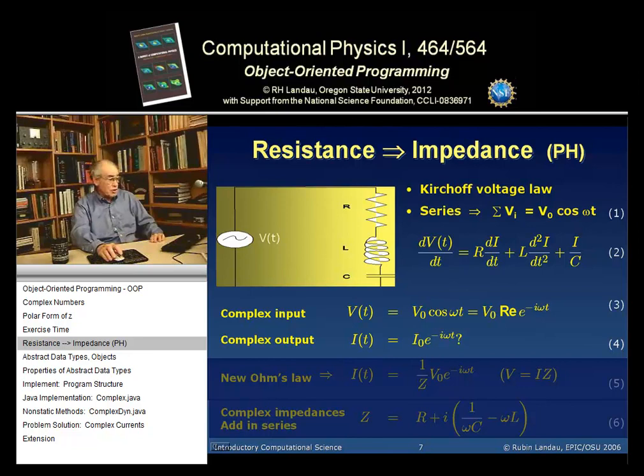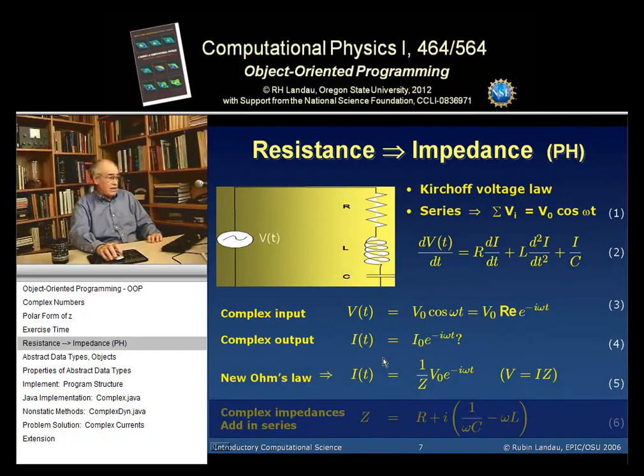Let's guess a solution. If the voltage varies like e to the minus i omega t, in equation 4 we say, how about guessing that the current also varies as e to the minus i omega t? Of course, this would be a complex current. You can't measure complex currents in the laboratory. So what we mean is that the current is really the real part of this complex current, and when we're done, we'll just take the real part to get the answer.